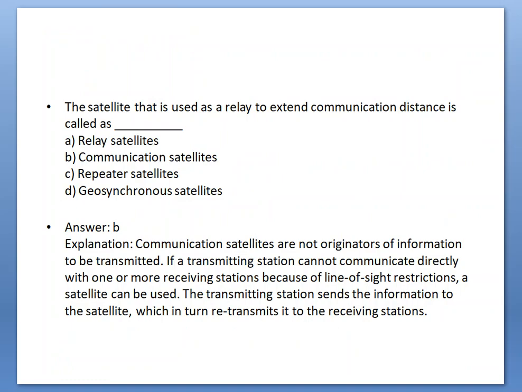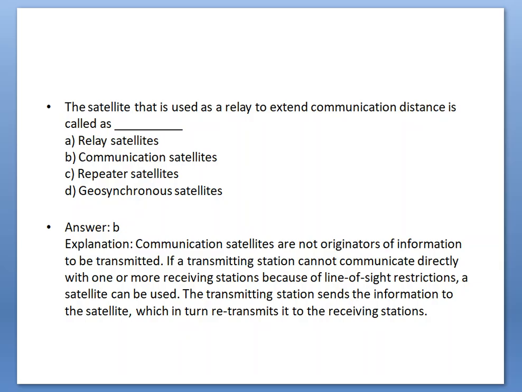Now we are discussing some of the bits related to satellite communication and satellite repeaters. Bit number 1: the satellite used as a relay to extend the communication distance is called A. Satellite, B. Communication satellites, C. Repeated satellites, and D. Geosynchronous satellites. Yes, the answer is B.